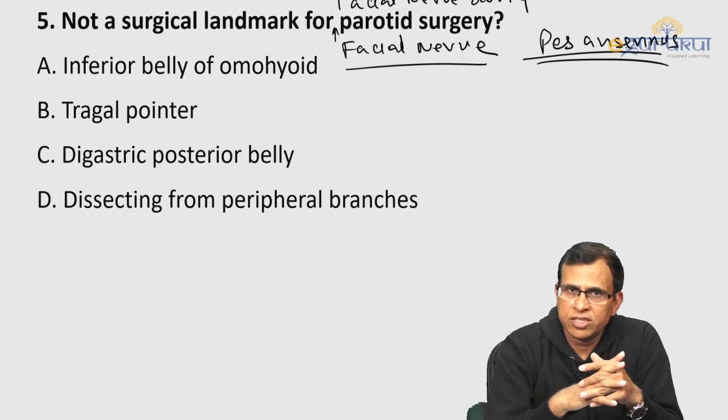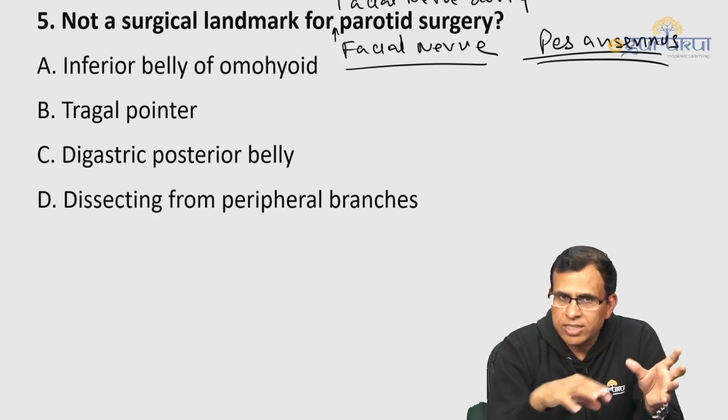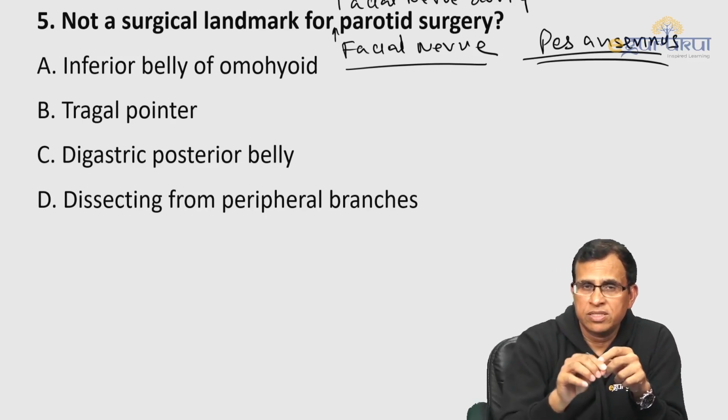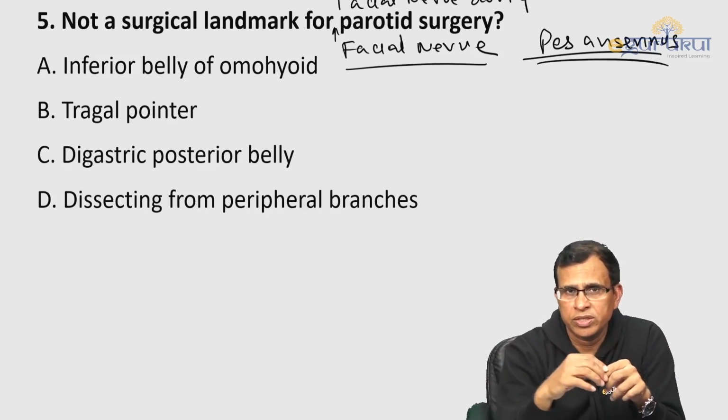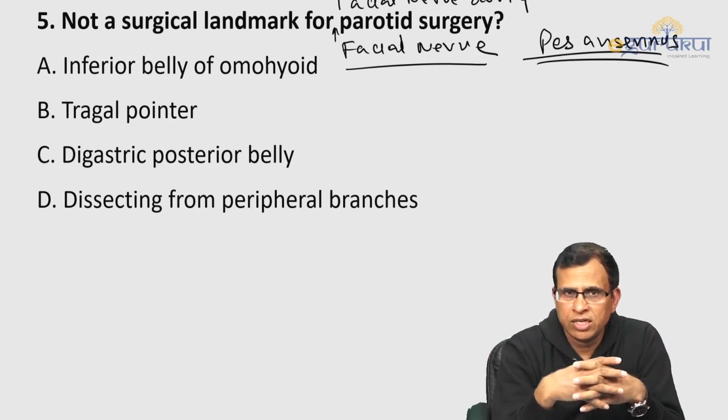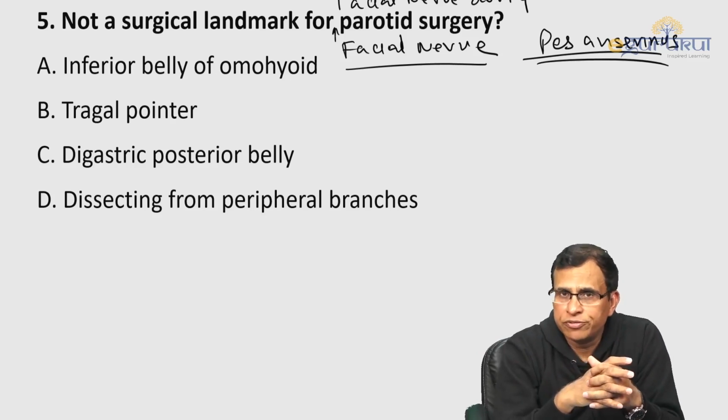You have to preserve the facial nerve, and there are certain landmarks during the surgery that tell you where the facial nerve is running through. They are like an indicator. While you are doing surgery, these landmarks are like indicators that you are very close to the facial nerve, and when you are close to the facial nerve, you have to be more careful.